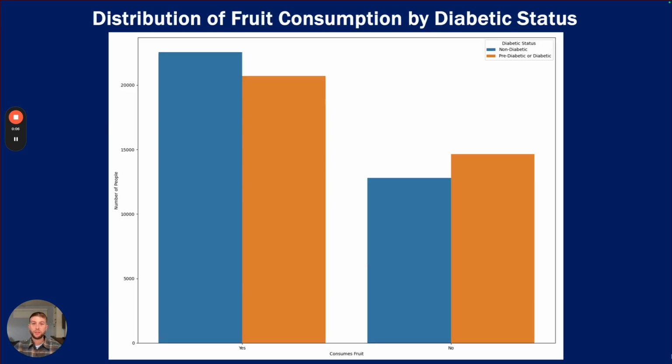This visualization shows the distribution of people who consume fruit by diabetic status. Compared to the previous visualization, there is a higher number of fruit non-consumers compared to vegetable non-consumers. Most surveyed people consumed fruit, especially non-diabetics, and of those who did not consume fruits, pre-diabetics or diabetics were a larger number of people in that grouping.